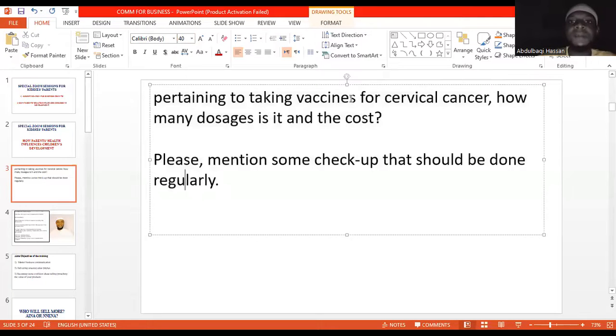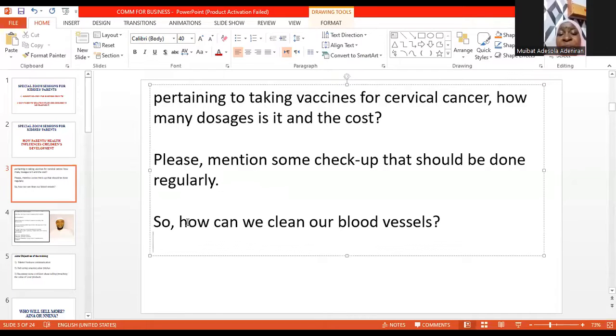Please mention some checkups that should be done regularly. Very good. Now, we have talked about checking your blood pressure that determines hypertension, your blood sugar that determines diabetes. It is also very good to check for the kidneys, because of chronic kidney disease. You check your kidney functions, and if it is very good, the next time may even be in the next 1 or 2 years. It is so easy like that.